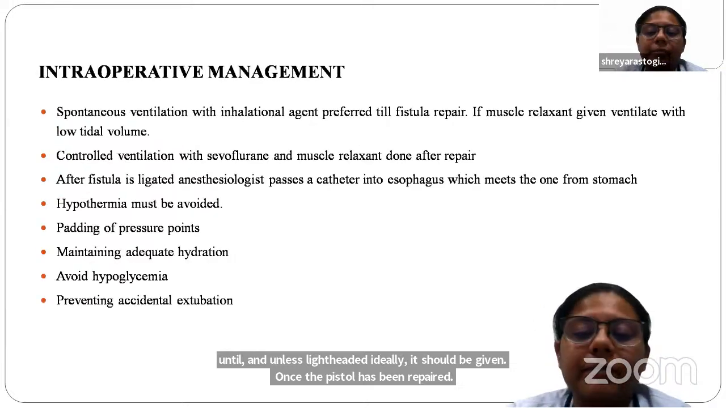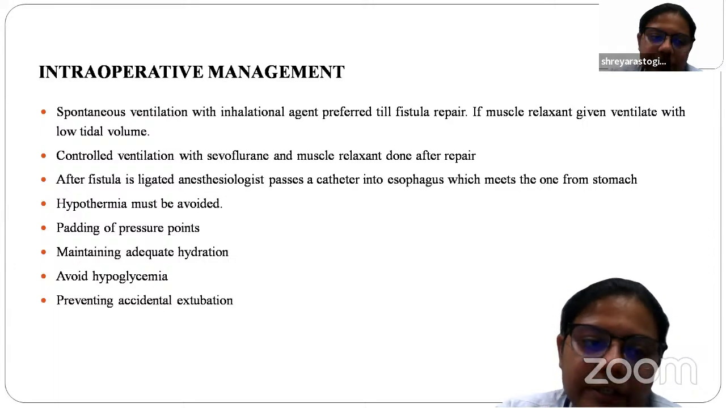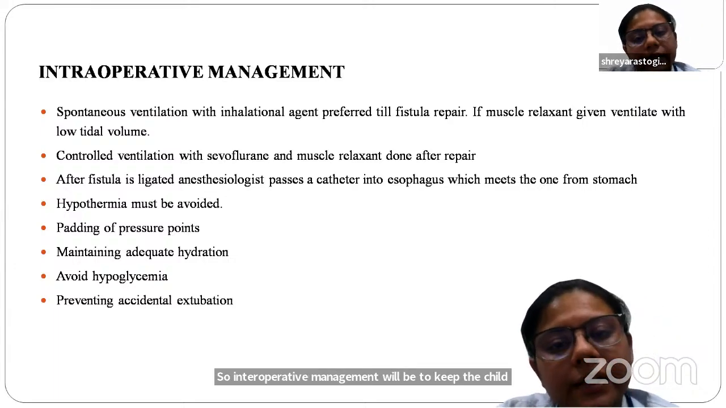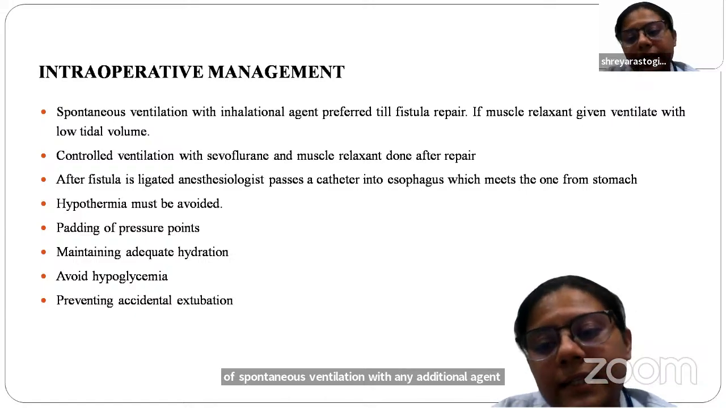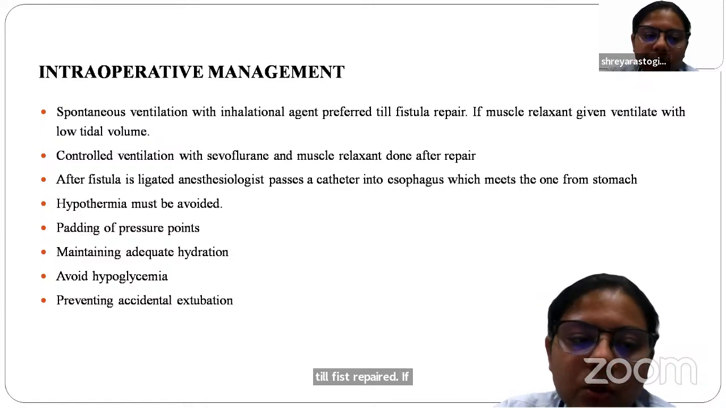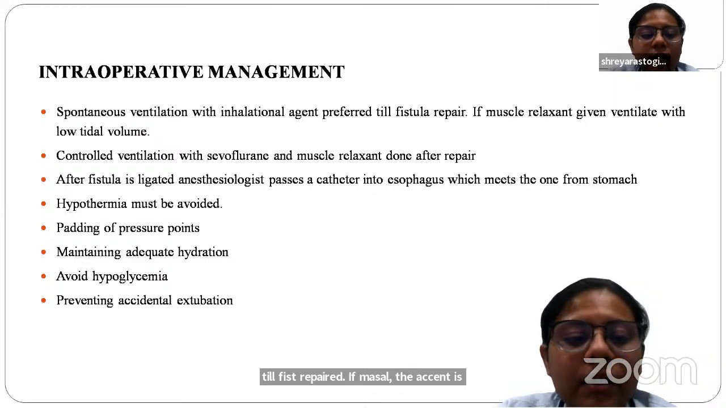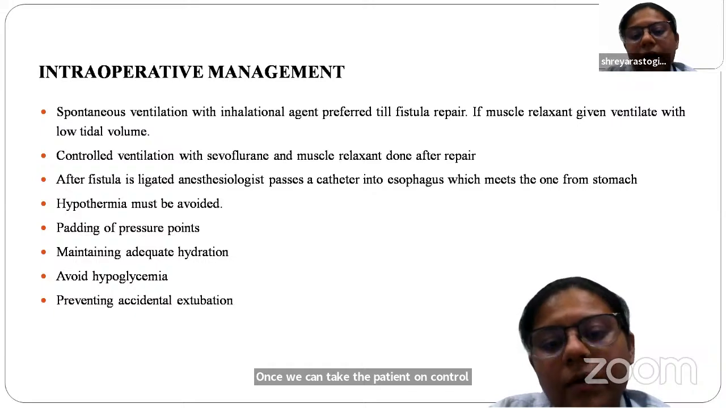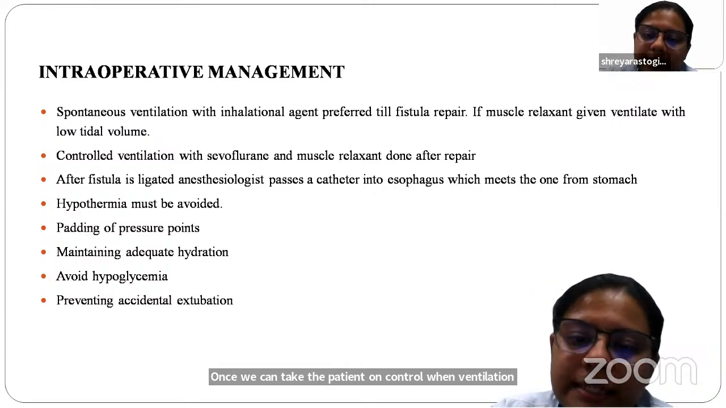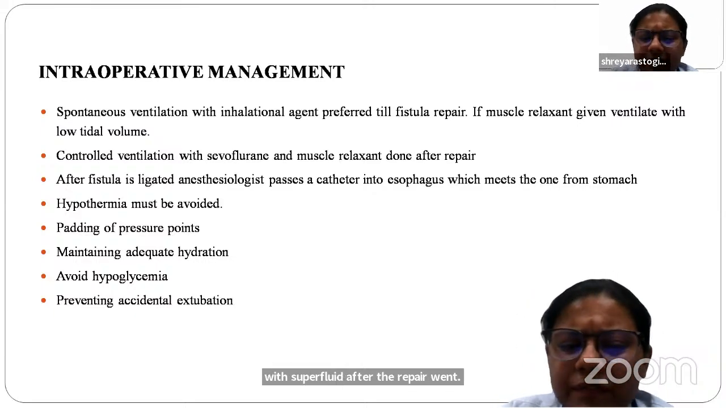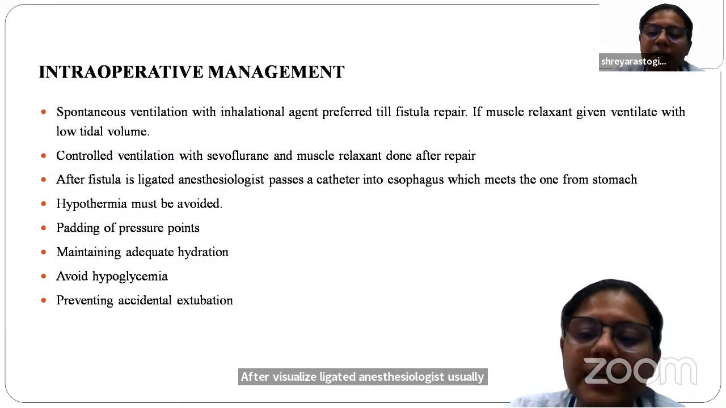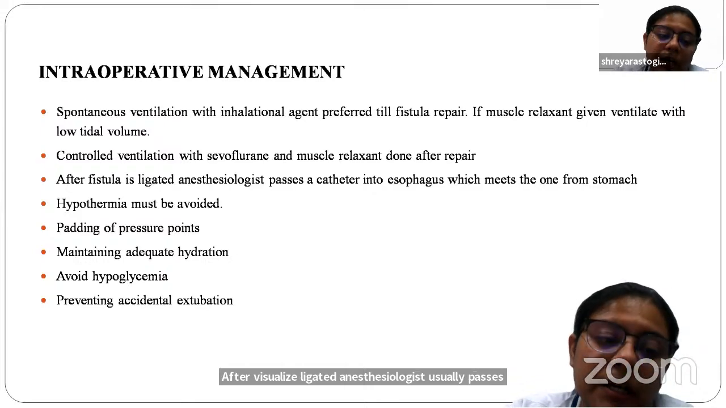Sir, intraoperative management consideration will be to keep the child on spontaneous ventilation with inhalational agent till the fistula is repaired. If muscle relaxant is given, we have to ventilate with the lowest tidal volume possible. Once the repair is done and muscle relaxant has been administered, we can take the patient on controlled ventilation with sevoflurane. After the fistula is ligated, the anesthesiologist usually passes a catheter into the esophagus and the surgeon passes one from the stomach.